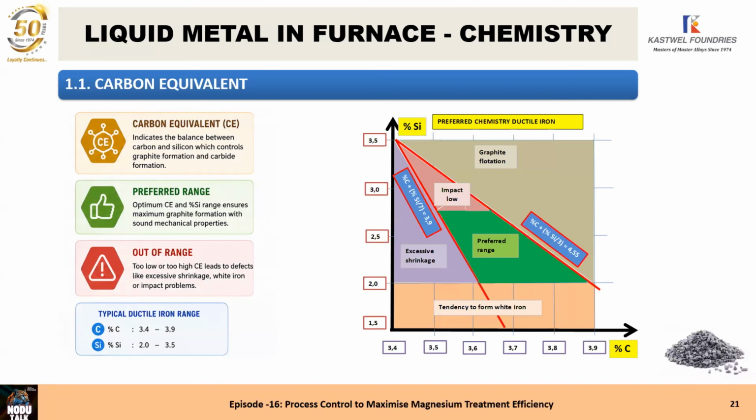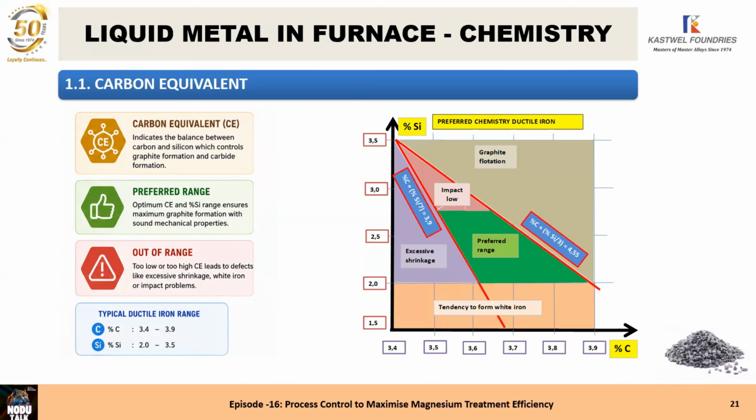Here we see at the left side the carbon equivalent. It's of course the balance between carbon and silicon. We have a preferred range, as we can see in the graph at the right side, and if we are outside of the green area, some problem will occur. It's not a matter of can occur, some problem will occur.